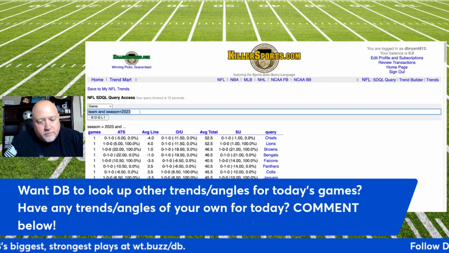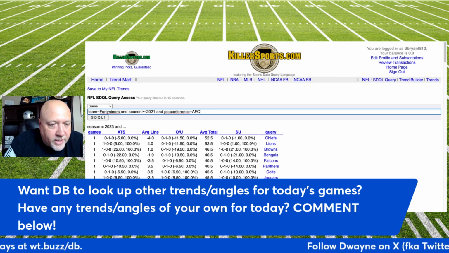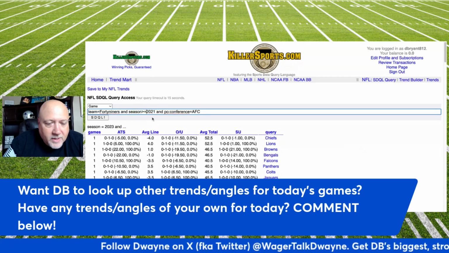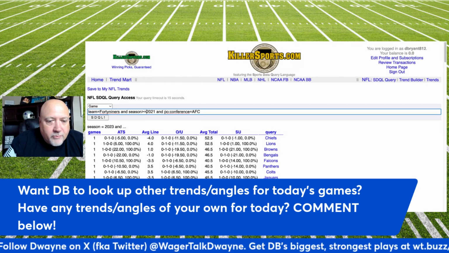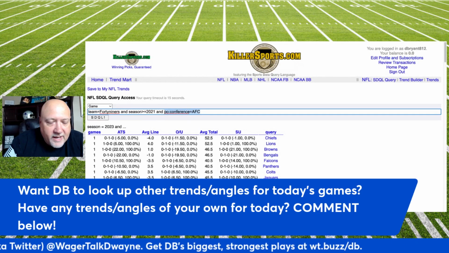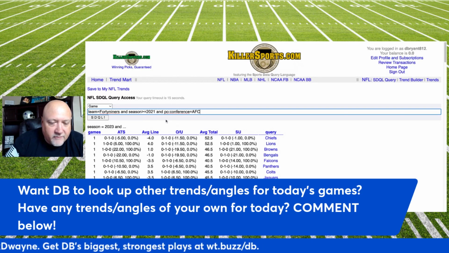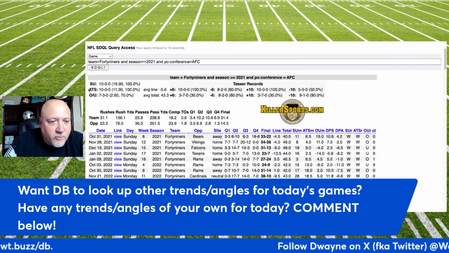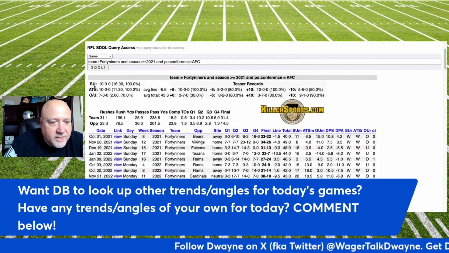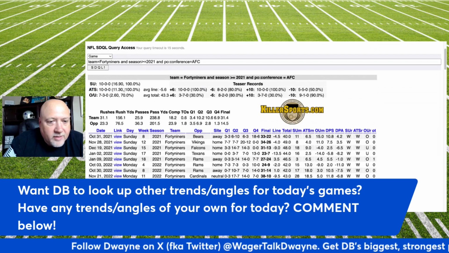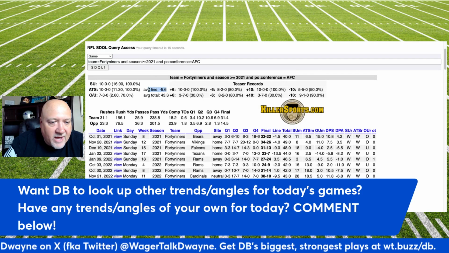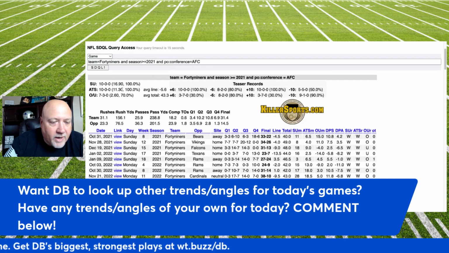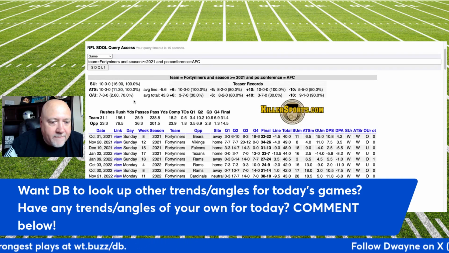We are going to start with the San Francisco 49ers. We're going to go again back a couple seasons, include the 2021 season. We're going to look at them when their previous opponent was an AFC opponent. So their previous opponent was a non-conference opponent. We'll hit the SDQL button. And you can see that the 49ers are a perfect 10-0 straight up, 10-0 against the spread. They were an average favorite of about -5.5, won the games by nearly a 17-point average. So they covered the spread by an average of 11.3 points per game.